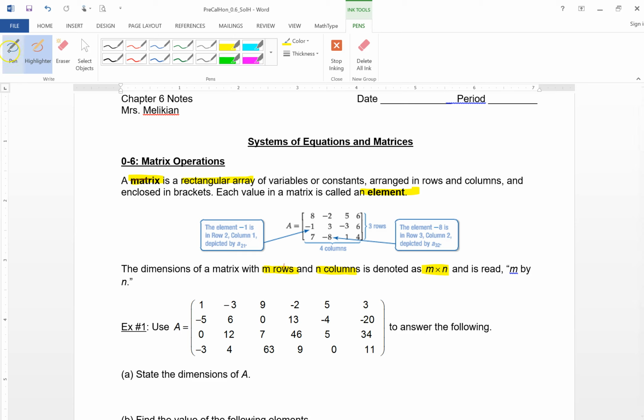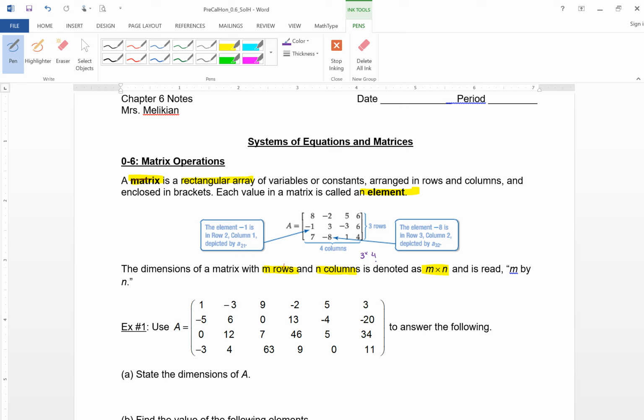Now, if we go inside the matrix here, how many rows and how many columns does this have? It's got 1, 2, 3 rows, and it's got 1, 2, 3, 4 columns. So the dimensions of this are 3 rows by 4 columns, 3 by 4. So we just say, okay, given a 3 by 4 matrix, etc.